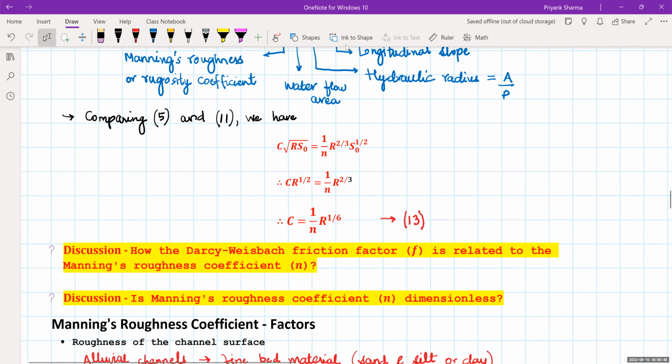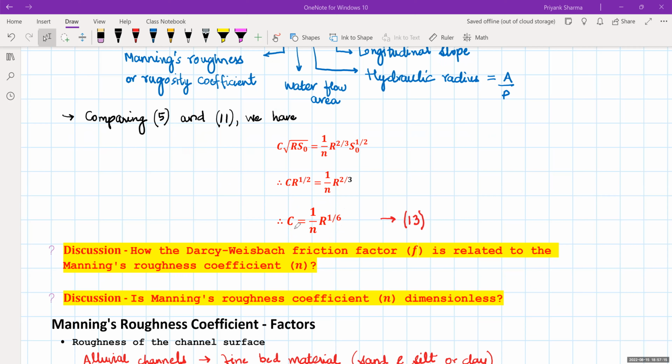Now, comparing equations 5 and 11, that is Chezy's and Manning's equations for velocity, from Chezy's equation you got C root R S naught, and Manning's equation gives 1 by n R raised to 2 by 3 S naught raised to half. When you compare, you get the relationship that C is equal to 1 by n R raised to 1 by 6. That is, the Chezy's coefficient is inversely proportional to the Manning's coefficient. So if you have either one, you can compute the other one.